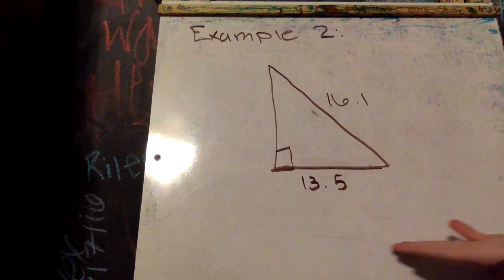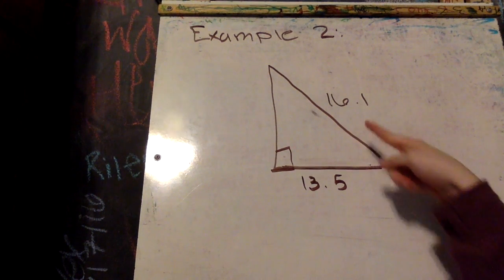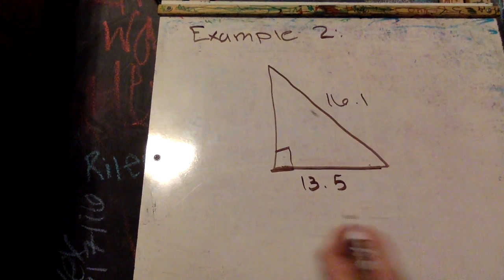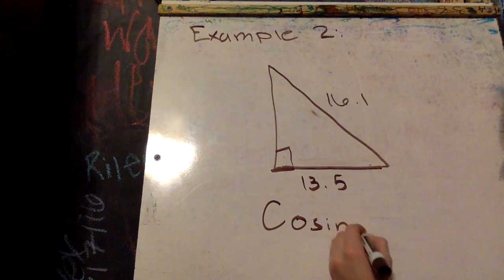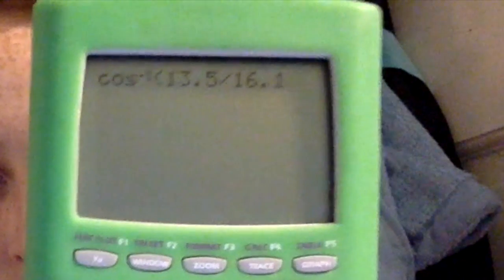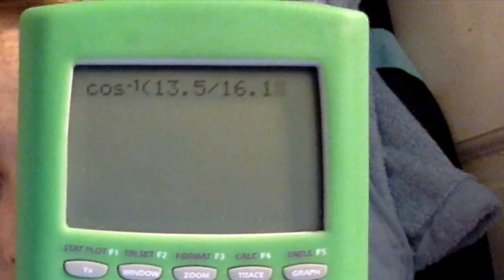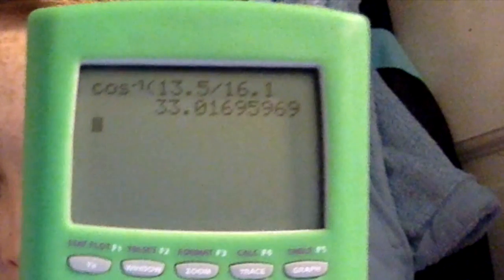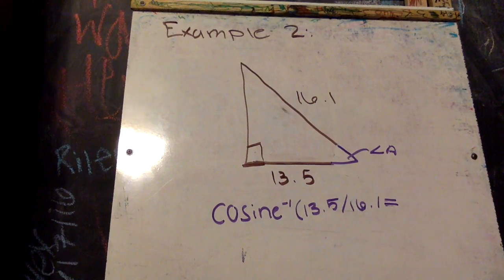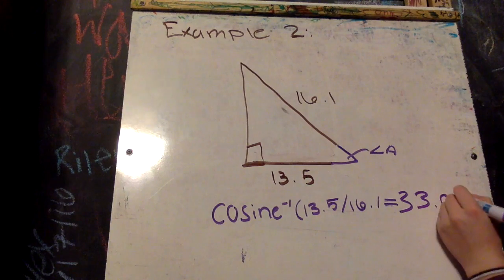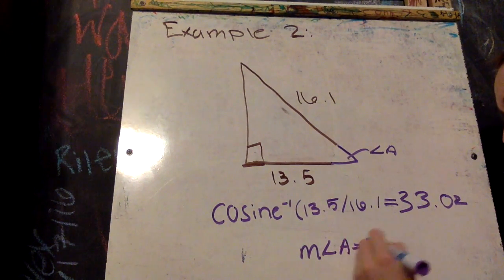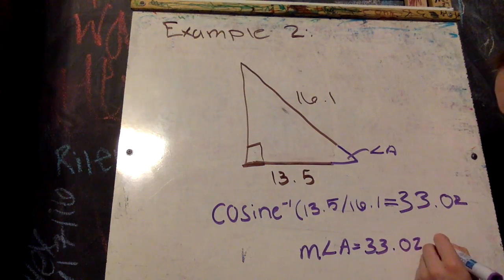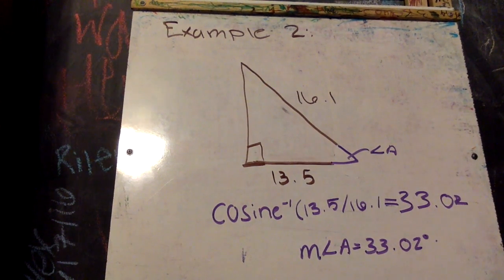In example 2, we know that the hypotenuse is 16.1 and the side adjacent is 13.5, and we should find the angle in between those two sides, so we know that we should use cosine because it's adjacent over hypotenuse. So if we put second cosine on our calculator and do 13.5 over 16.1, we should get that the angle measure is 33.03. So now that we know that inverse cosine of 13.5 over 16.1 is 33.02, we know that the measure of angle A is 33.02 degrees.